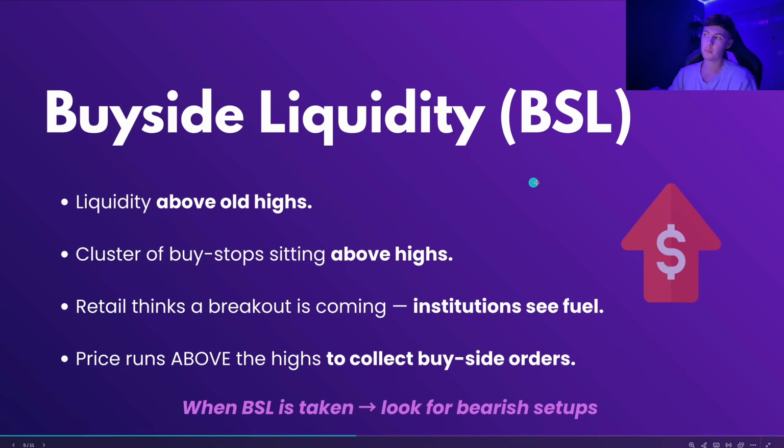Okay, now let's talk a little bit more about buy side liquidity. Buy side liquidity is essentially liquidity that is resting above old highs. So it's a cluster of buy stops sitting above all highs. If retail are going short, they are going to place a buy stop above a certain high, and you will also get retail traders who are placing buy stops above those highs, expecting a breakout, looking to take longs. So retail will look at these key highs in price and think if price pierces above that high, that is a valid breakout, and they will simply enter long there.